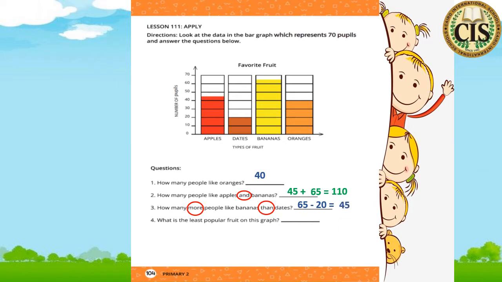The last question, what is the least popular fruit on this graph? The least means smallest, okay, or shortest bar. We will find that dates, okay, is the least popular fruit.